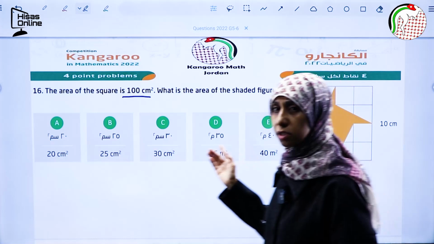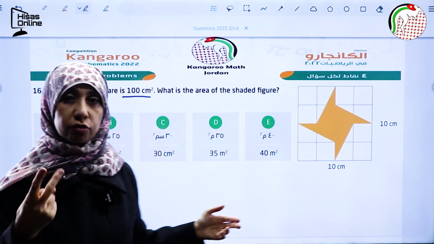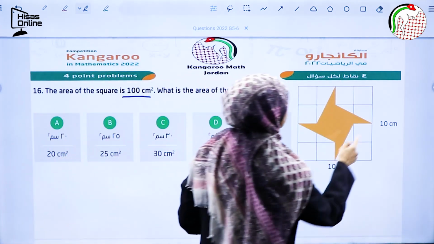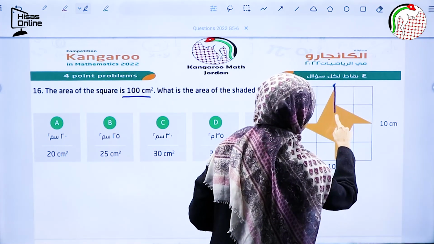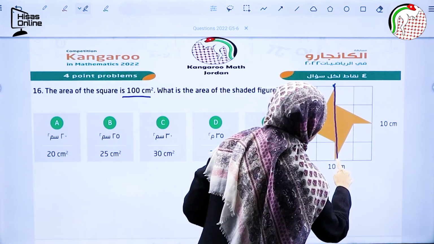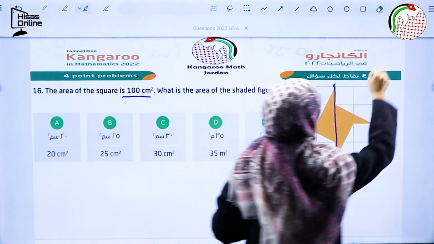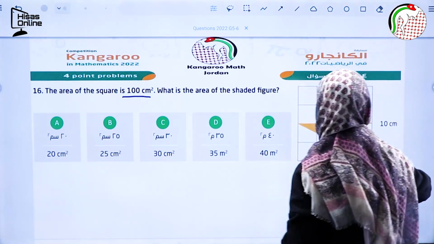So let's see. You can think about this in many different ways. I will give you two ways. Let's start by dividing this here in the middle. Let me draw it in a better way.